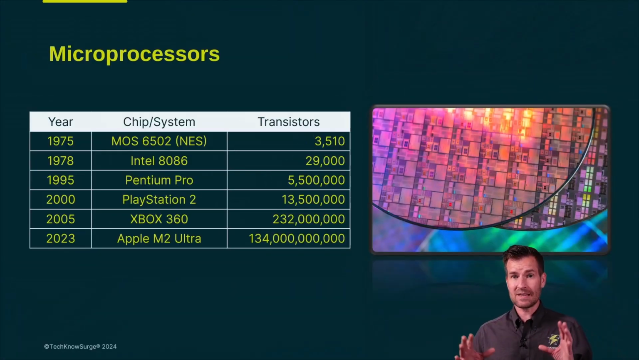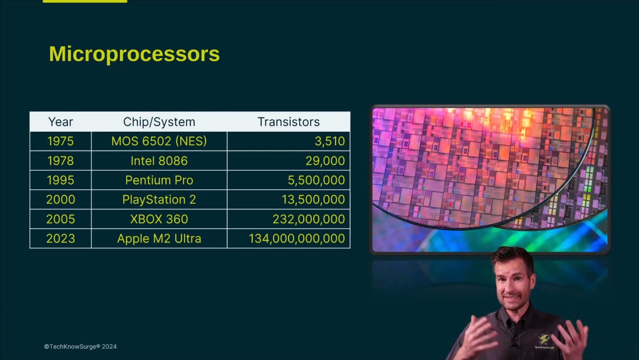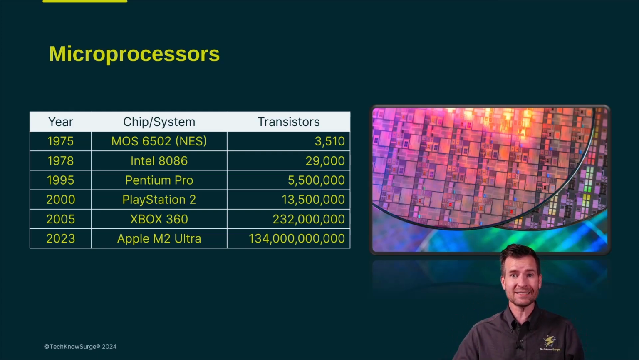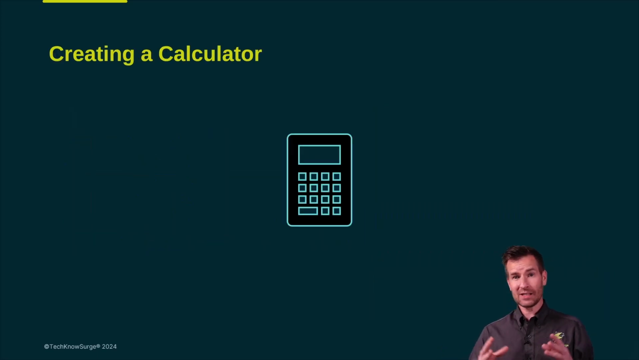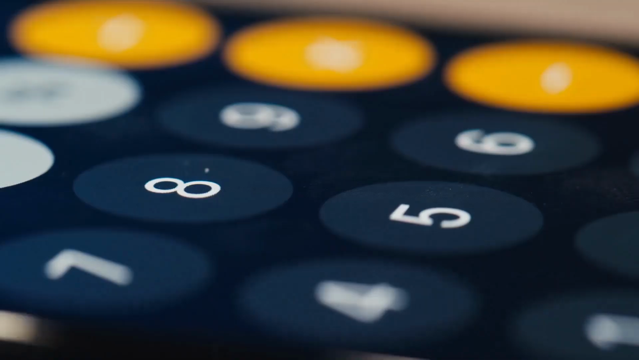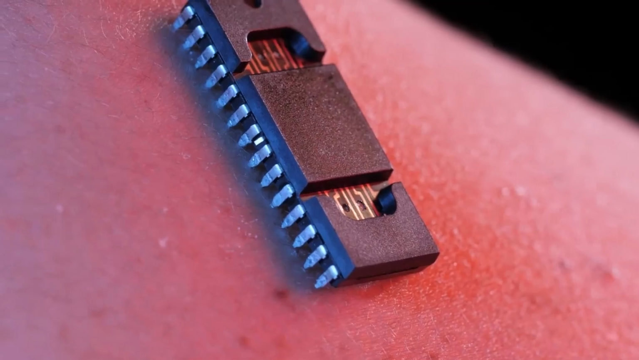So we're going to get into some details like what is a transistor, what's an integrated circuit, what's a microprocessor, and how have microprocessors changed over time. And we're going to do a little project of how we can create a calculator using these little micro switches.